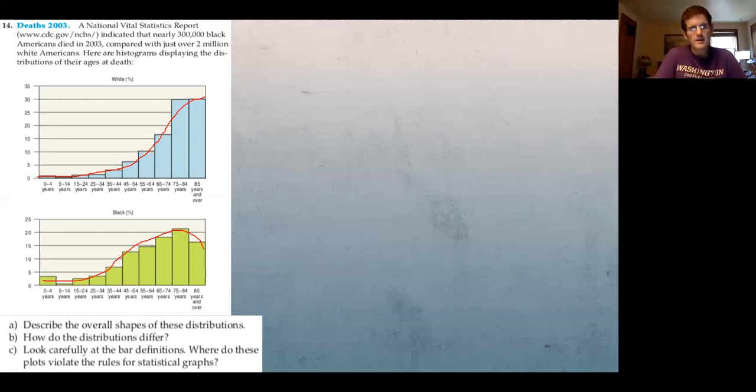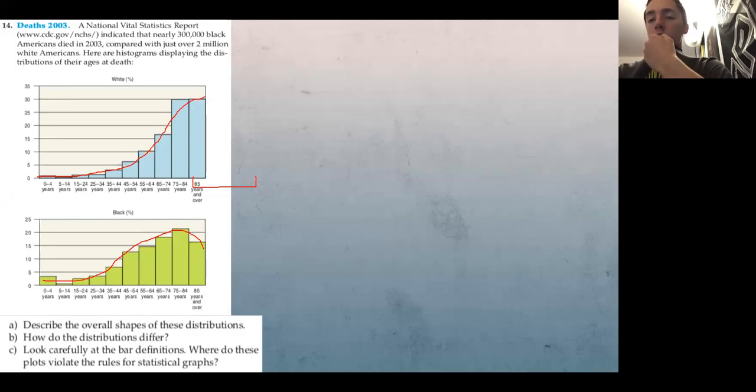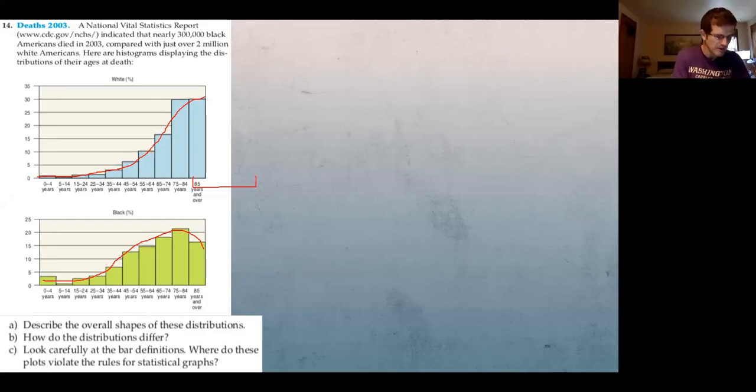Now, the last little thing here, where did these plots violate the rules for statistical graphs? Well, we can see the very top bar, 85 years and older, can be a very wide bin. And everything else is 10 years except for the bottom, which is only 5 years, 0 to 4. There are probably good reasons, because this is real data, why they don't have it split exactly even. But it does technically violate the rules for histograms. You'll find that rules are broken all the time in statistics, but we have to learn it a specific way.